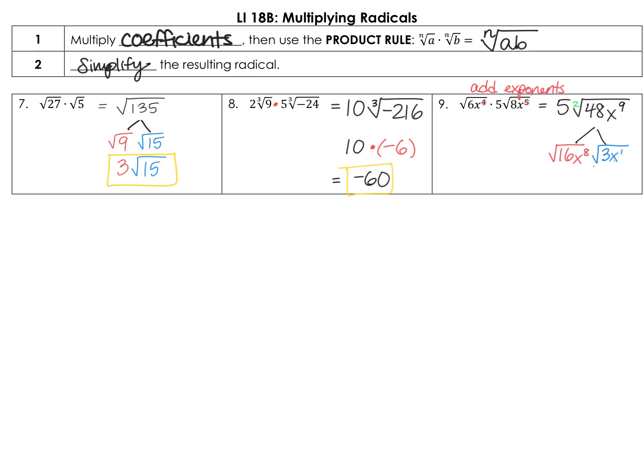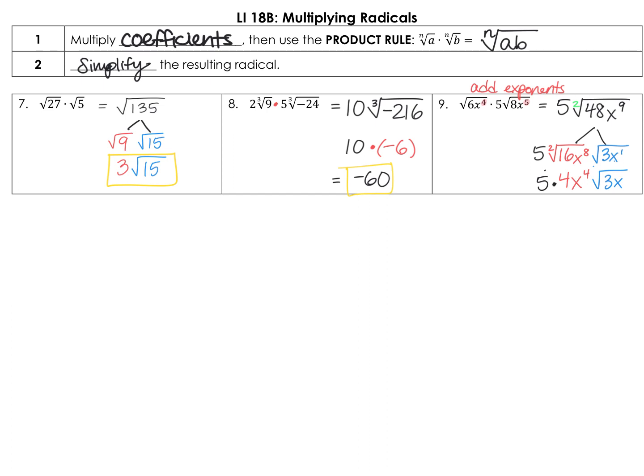Okay, now evaluate the square root of 16x to the 8th. The square root of 16 you know is 4. Remember there's an index of 2, so you're doing 8 divided by 2 gets me x to the 4th. And this stays 3x. If you're someone who's going to forget the 5 that was out in front, then maybe you keep it with it the whole time. I'm probably one of those people. I should probably keep it with it.